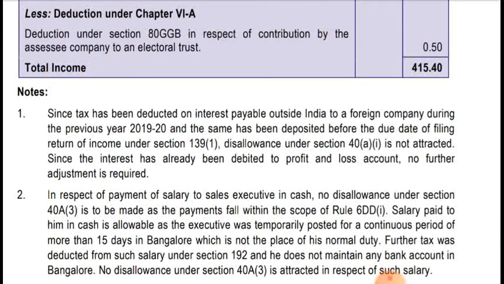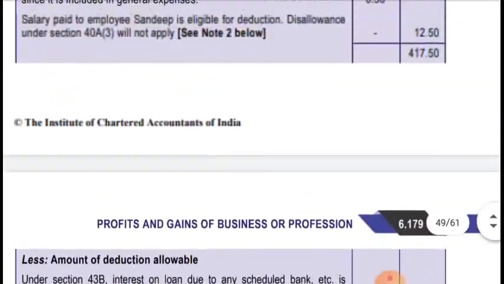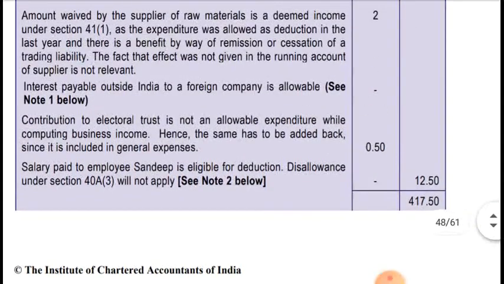Since tax has been deducted on interest payable outside India to a foreign company during the previous year 19-20 and the same has been deposited before the due date of filing of return of income under section 139(1), disallowance under section 40A is not attracted. Since the interest has already been debited to profit and loss account, no further adjustment is required. Okay, so no adjustment is required. It is a note for this adjustment. I am showing you that interest payable outside India to a foreign company is allowable.